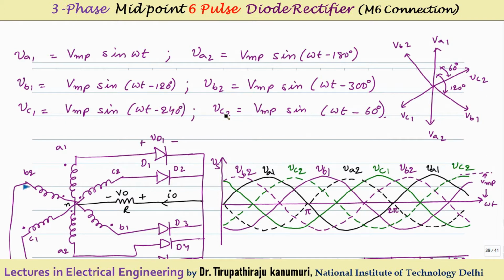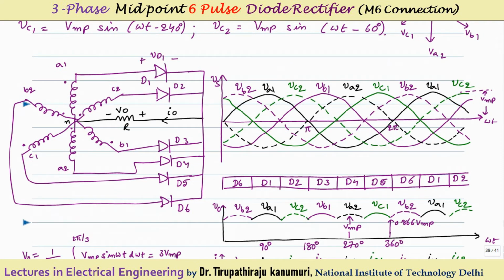So if you want to calculate the value of VC2, you have to subtract 180 degrees from this. Because once we complete one cycle, we can delete that cycle of 360 degrees, it will become equal to VMP sin omega t minus 60 degrees. Or we can see from this phasor also, VC2 is lagging behind VA1 by 60 degrees. So we get omega t minus 60 degrees.